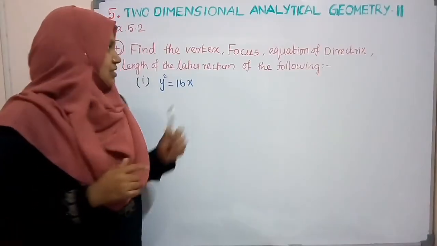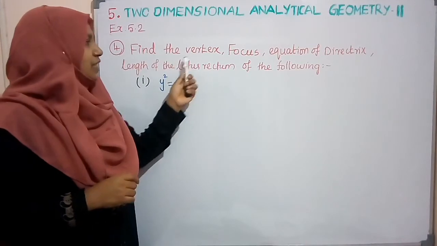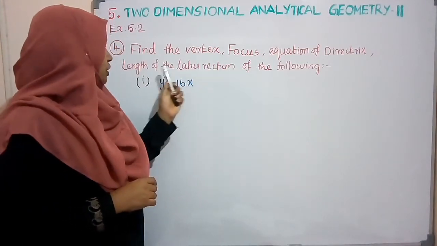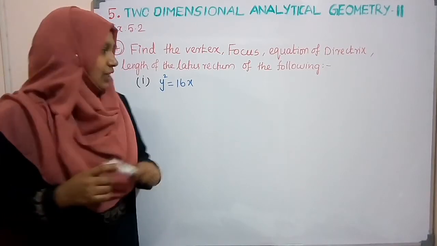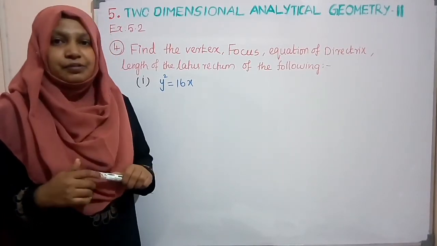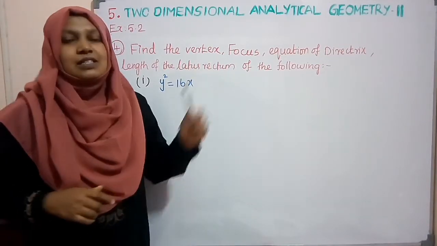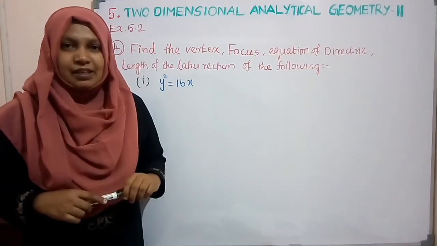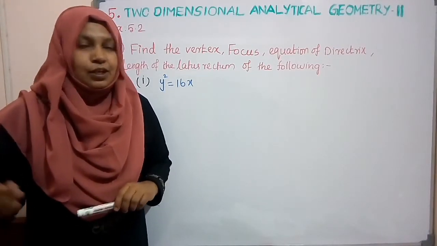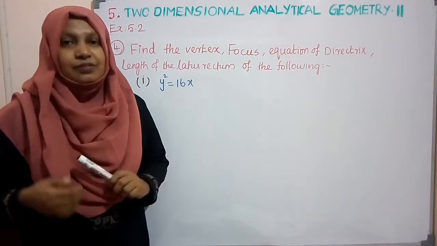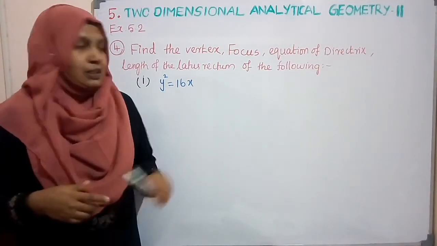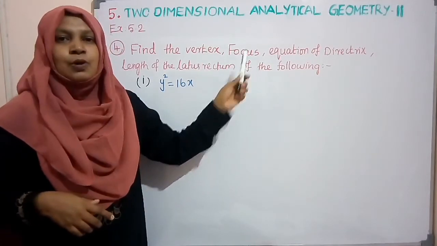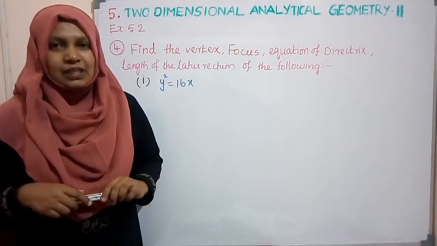Our next question is question number 4. Find the vertex, focus, equation of directrix, and length of the latus rectum of the following. See, they are given the equation. We are going to find the vertex, focus, directrix and length of the latus rectum. But in our first question, using these values, we found the equation. But here, from the equation, we are going to find these points, that is the vertex, focus, directrix and length of the latus rectum.